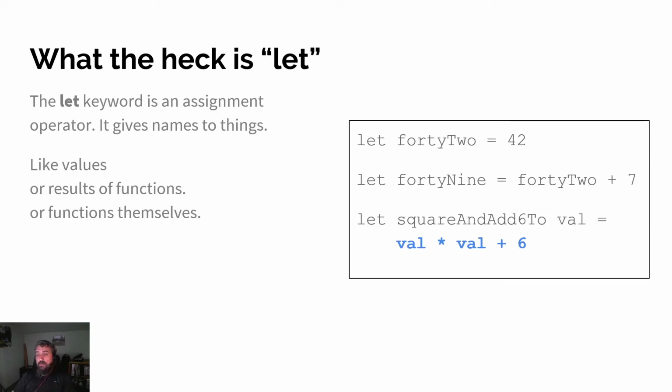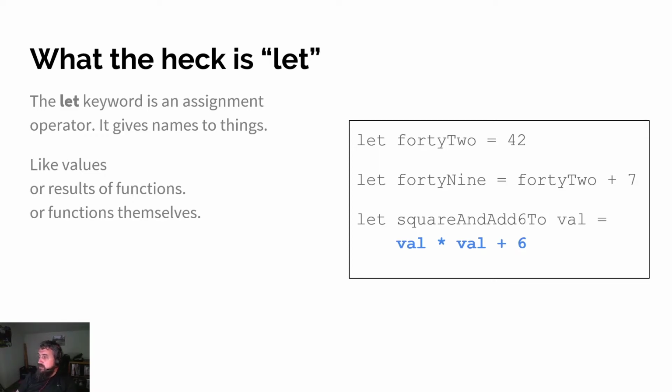The let keyword that we just saw there is basically your assignment operator. It gives names to things. So, for example, what we have here is let x equals the number 42. That's an integer. So if you evaluated that in a REPL, you'd see that 42 is, in fact, an integer. You can also set it to the result of a function, like 49 here is the result of adding 42 and 7. And then you could also name the function itself.